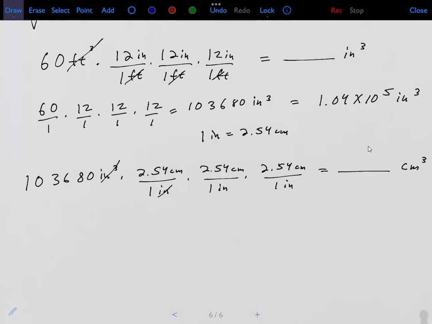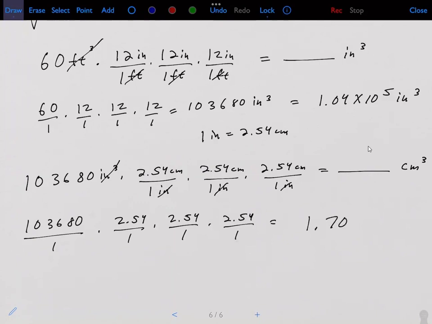So now inches cubed cancels. I'm going to have 103,680 over 1 times 2.54 over 1 times 2.54 over 1 times 2.54 over 1. If you work that out and then round it, it'll be 1.70 times 10 to the 6 centimeters cubed. Okay, so actually quite a bit, well, a little more than 10 times as many centimeters cubed as inches cubed.